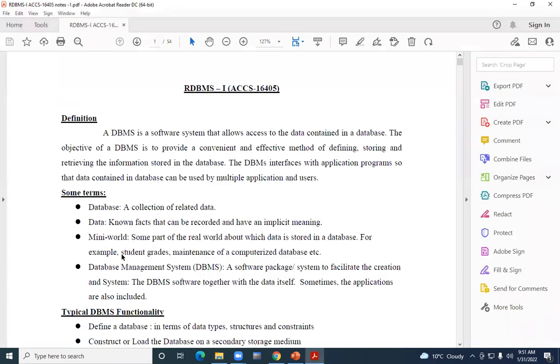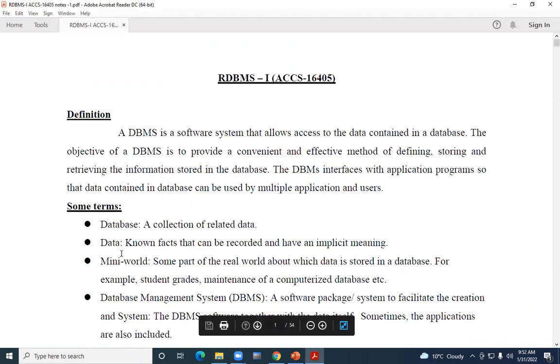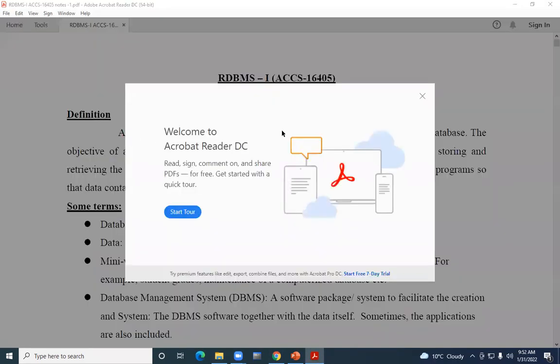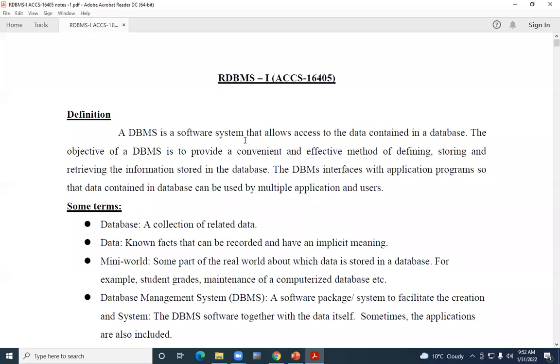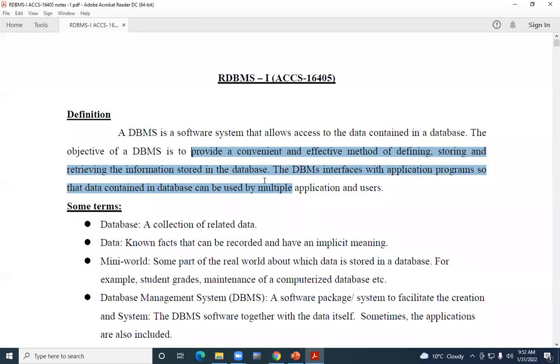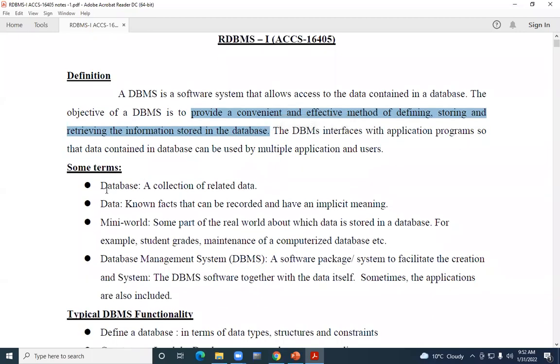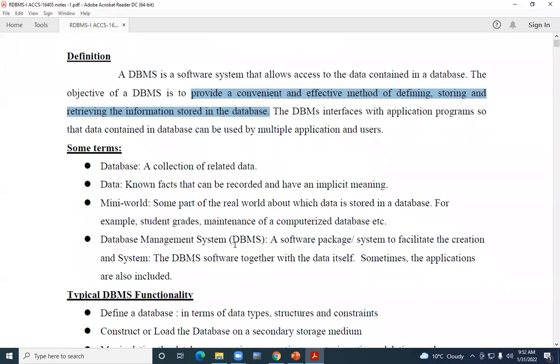So let's just have a quick recap of things that we have learned. First, the definition of a DBMS is a software system that allows access to data contained in a database. Its objective is to provide a convenient and effective method of defining, storing, and retrieving the information stored in the database. Then some terms are there. What is a database? What is data? You can just have a look at all these things.